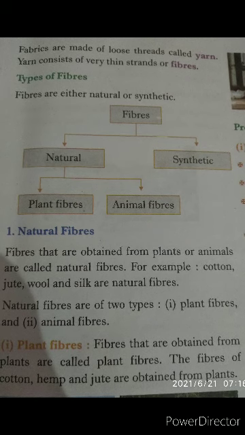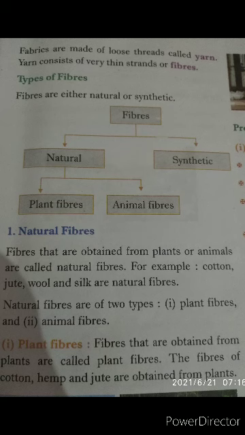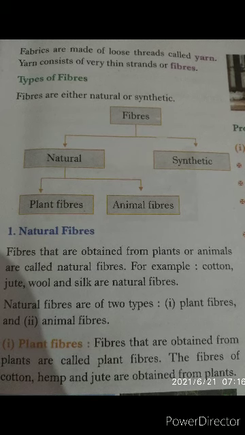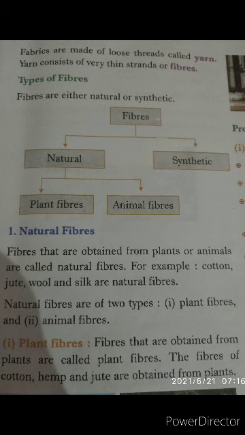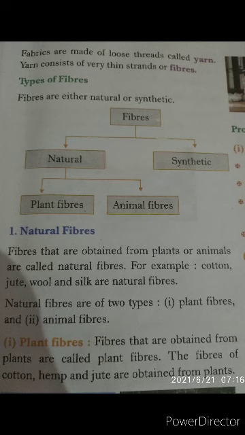First one, plant fibers. Fibers that are obtained from plants are called plant fibers, and the fibers of cotton, hemp, and jute are obtained from plants. Fibers from cotton, hemp, and jute are called what? Plant fibers. You can see their pictures, the different types of plants. This is cotton, hemp, and jute.